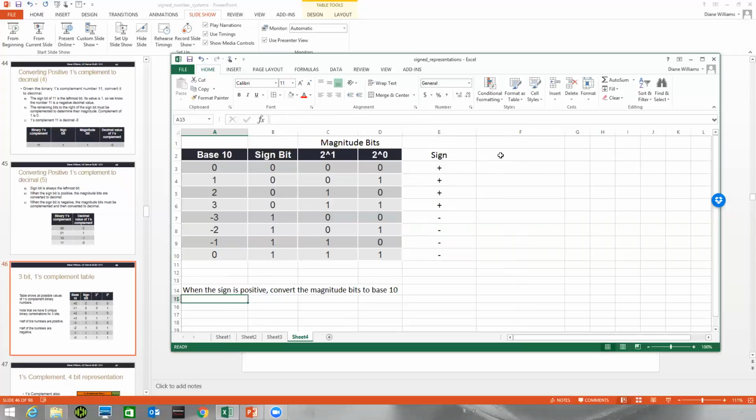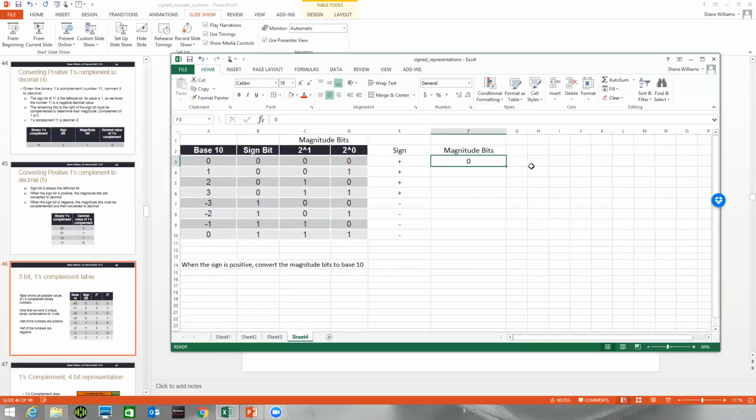So what are our magnitude bits? For the positive sign, we have 0, 0. I have to put the single quote there in order to keep our format. So here for this first one, here's our magnitude bits, 0, 0. We said our sign was positive, magnitude bits 0, 0.